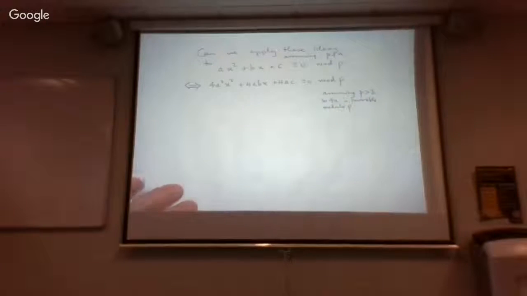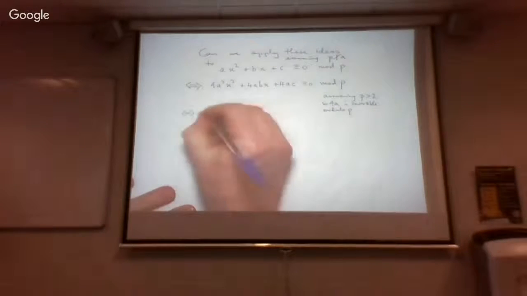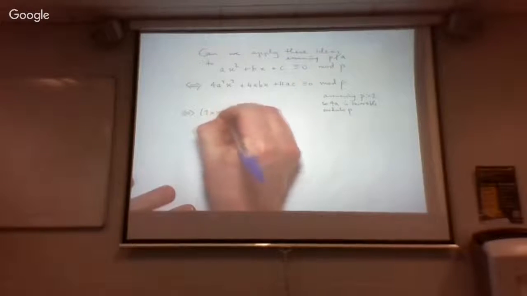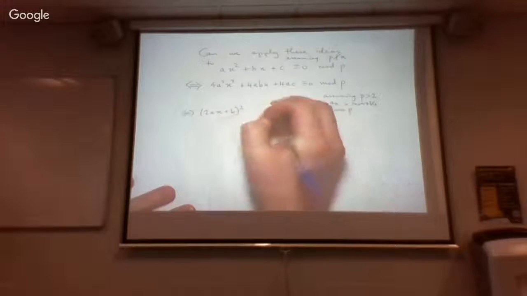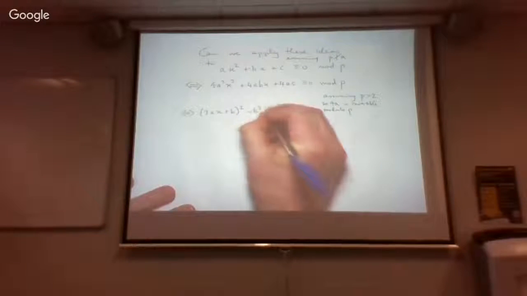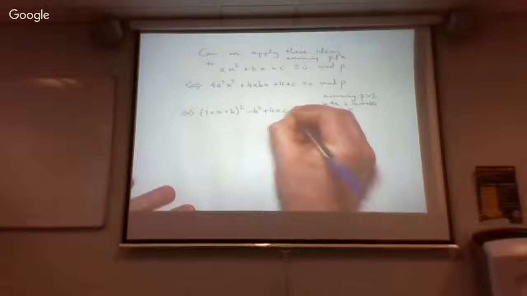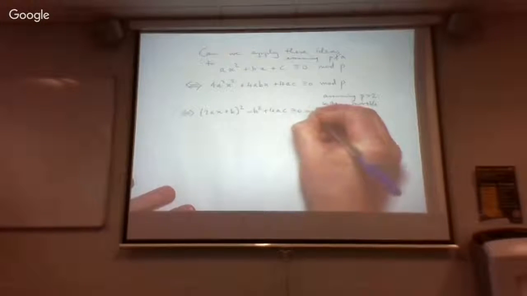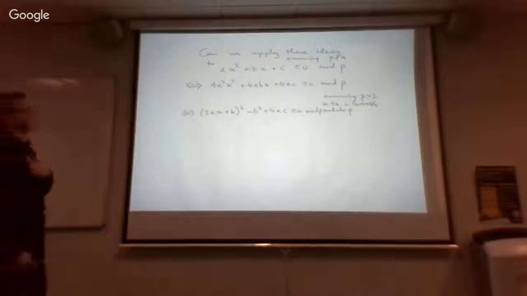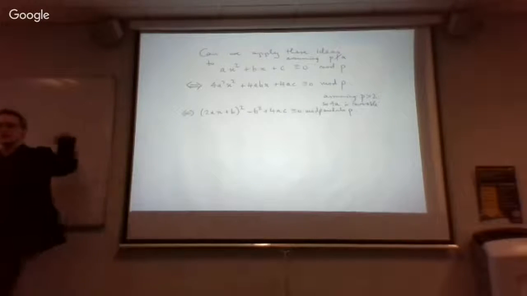So 4a is invertible modulo p. Well, then there's nothing stopping us completing the square, just as we did before. So (2ax plus b) all squared minus (b squared minus 4ac) is congruent to 0 modulo p. Well, let's just keep going.